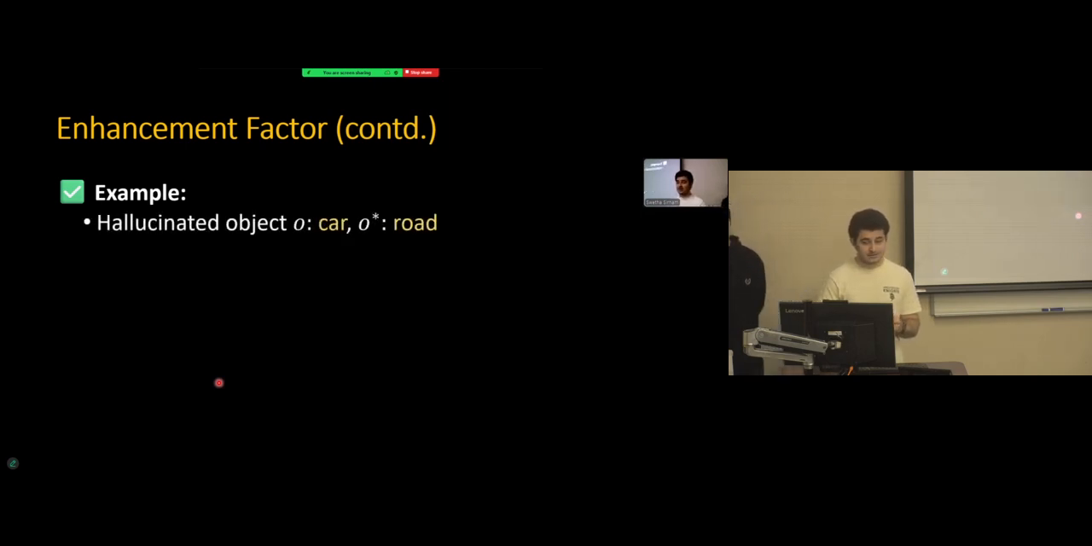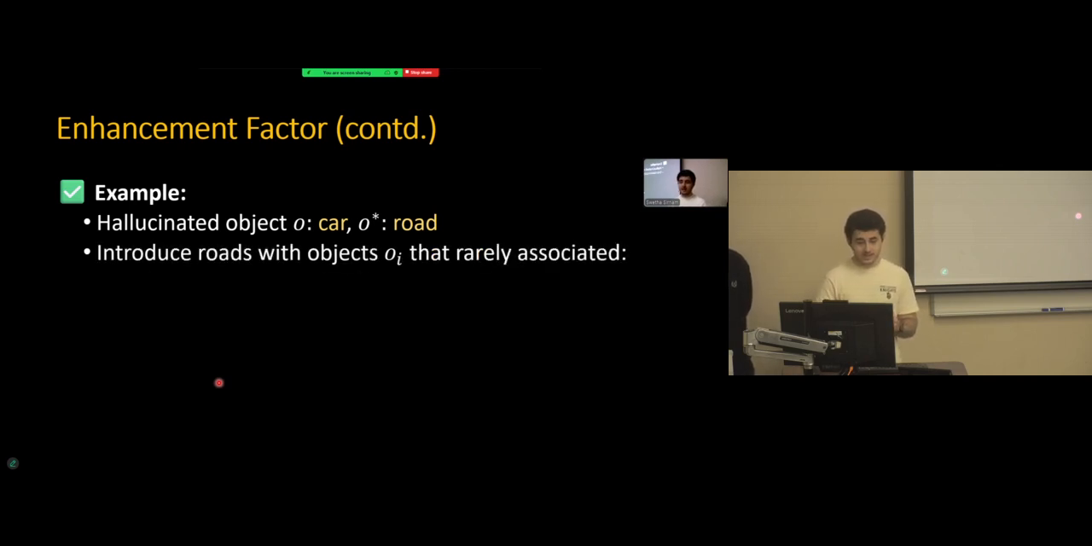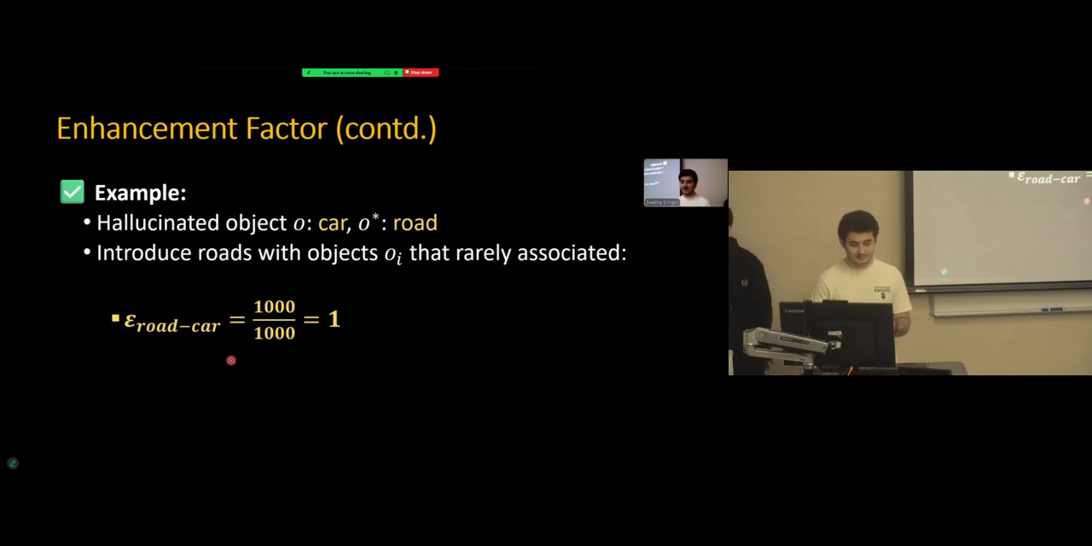So here, the example is, let's say we selected our hallucinated object as car, and the most frequently appearing object with car is road. Okay? We want to introduce, at this stage, roads with other objects OI that are rarely associated. So let's say in our data set, we have seen road and car occur together 1,000 times. Due to the reason that road and car are the same thing, we need to divide 1,000 by 1,000 to achieve 1.